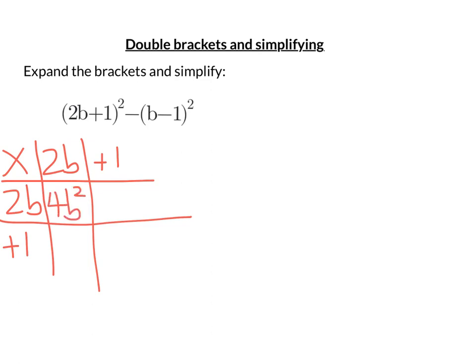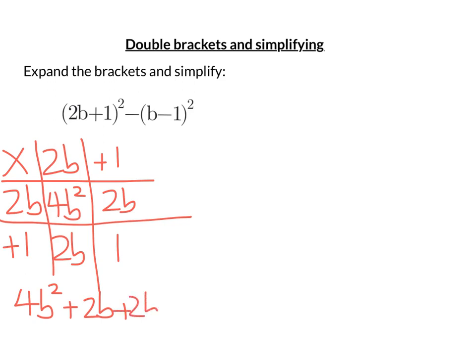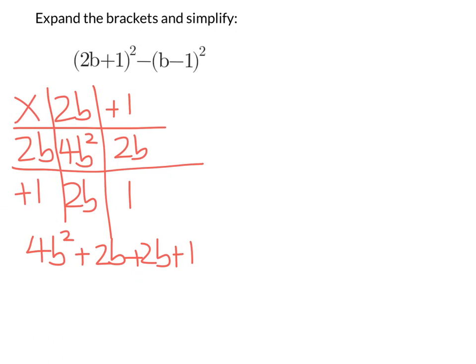2b times 1 is 2b. 2b times 1 is 2b. 1 times 1 is 1. So if I expand this out, I'm going to get 4b squared plus 2b plus 2b plus 1. And if I just move that up slightly there, that means I'm going to get, if I simplify it, 4b squared plus 4b plus 1.